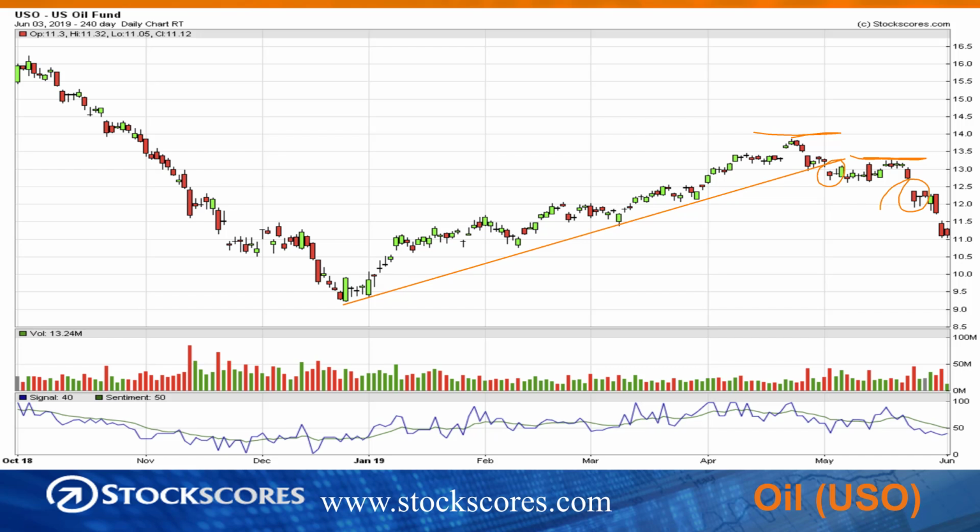It is getting a little overextended to the downside. If I draw my trend line, it looks something like that, and you see how far we are below it. So it wouldn't surprise me if we had a little temporary bounce back. But generally speaking, you want to avoid oil and oil stocks right now because it is in the midst of a trend reversal from an upward trend to a downward trend.